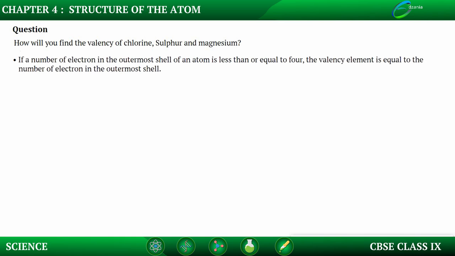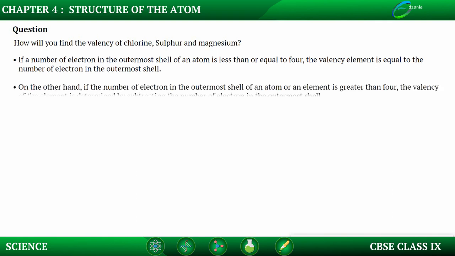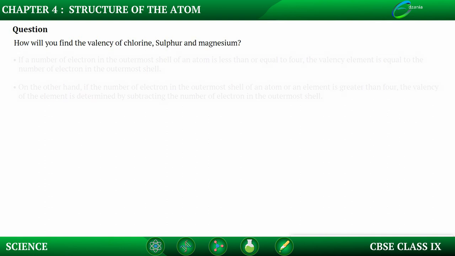If the number of electrons in the outermost shell of an atom is less than or equal to 4, the valency of the element is equal to the number of electrons in the outermost shell. On the other hand, if the number of electrons in the outermost shell of an element is greater than 4, then the valency of the element is determined by subtracting the number of electrons from 8. So, now for chlorine, the electronic configuration of chlorine is 2, 8, 7.